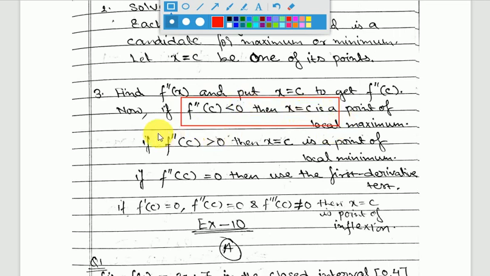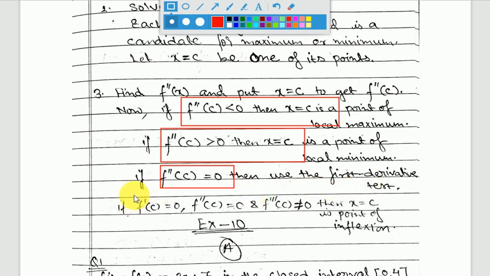And if you see that the second derivative at x equal to c is coming greater than 0, that means x equal to c is the point of minimum. And next, if you find that the derivative is coming 0 when you are replacing x by c, then in that case we have to use the first derivative test. This first derivative test was explained in the previous lecture.